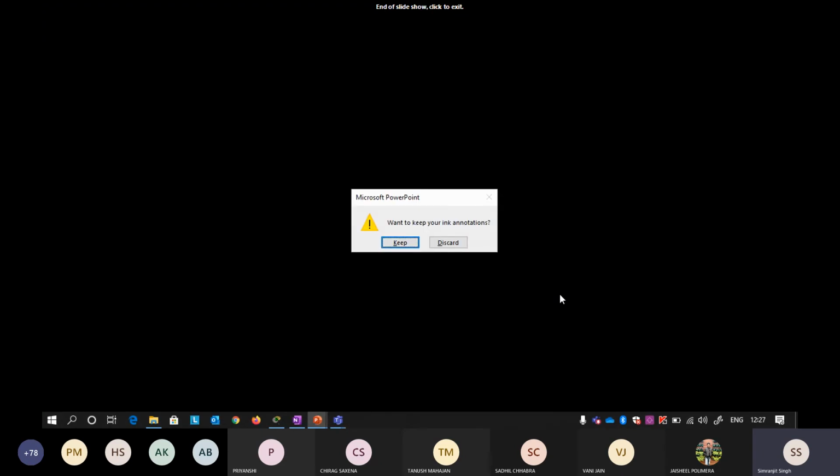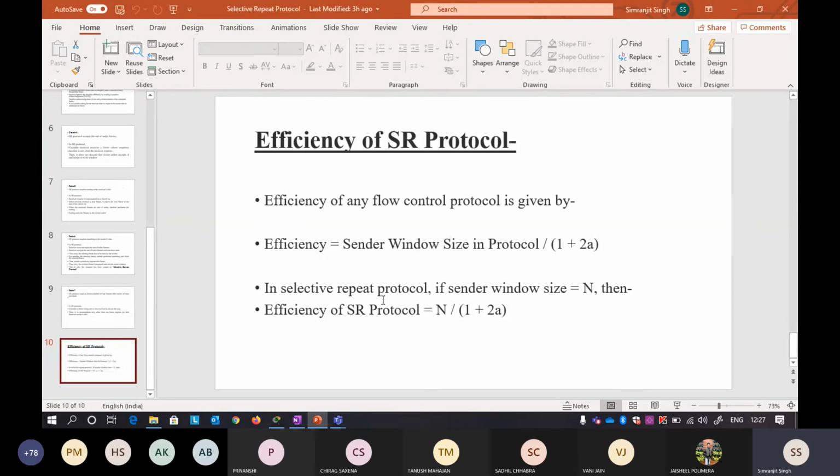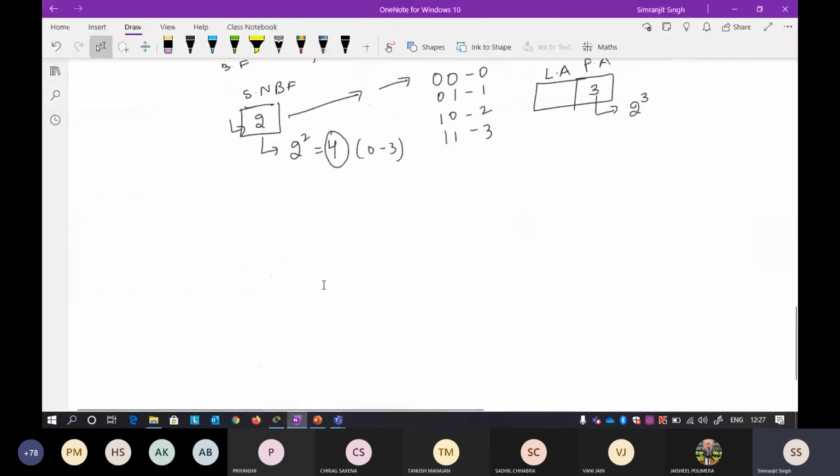Now, to conclude, your flow control mechanisms are all completed here. To conclude, I'll just use the three protocols: stop and wait, GBN, and your SR protocol.